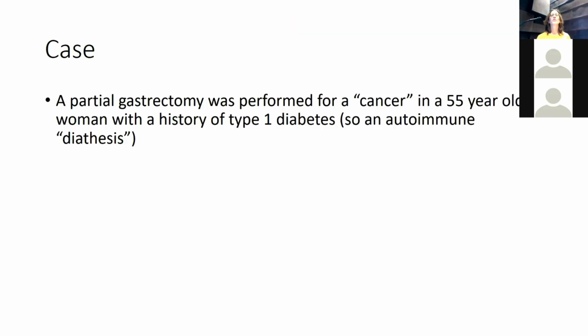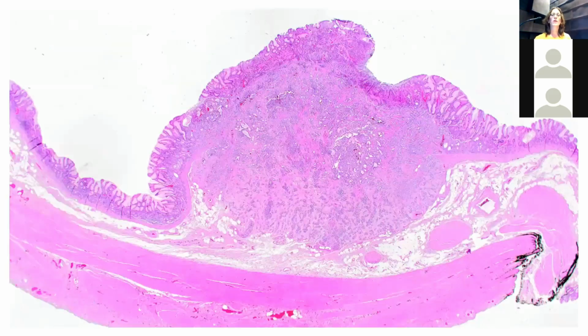A partial gastrectomy was performed for cancer in a 55-year-old woman with a history of type 1 diabetes. So in other words, she's a girl who likes to get autoimmune diseases. So here we go. Here is her resection, which was a lot more than she needed, but that's neither here nor there. And this was her gastric body cancer.